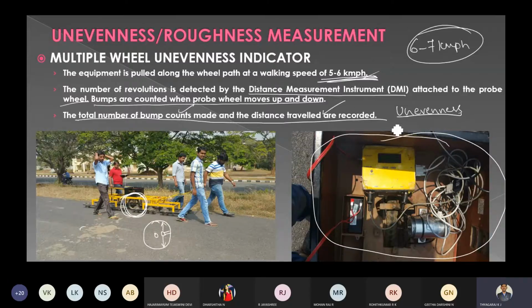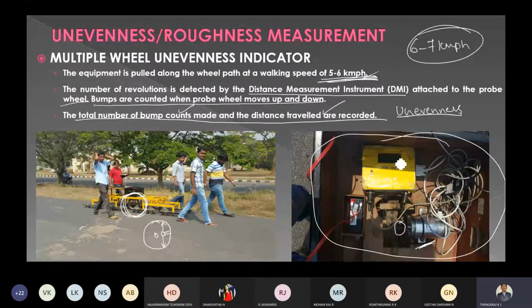So after that you are going to calculate the international roughness index. It is a simple equipment. In the diagram you can observe there is a sensor here, and a pulley arrangement for the sensor. So when there is an upside and downside movement of the wheel, the sensor will sense it and it will be recorded in the sensor box.